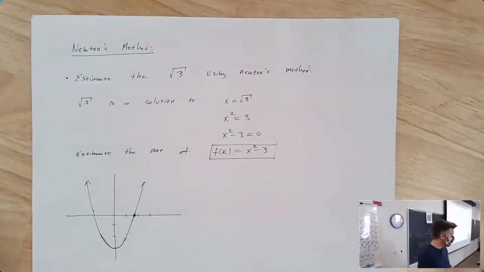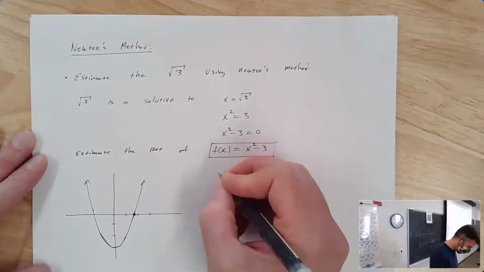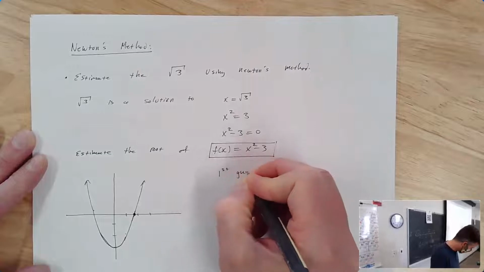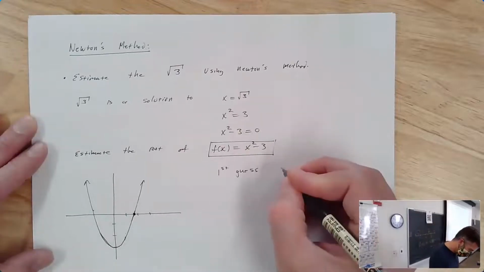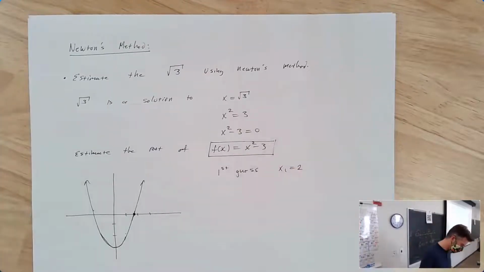And what we're going to do is we're going to start by guessing something that's close to it. I'm going to guess 2. So first guess, x1 equal to 2. Now, that's not going to be right. Newton's method is an iterative process, meaning we're going to make a guess, and then each subsequent guess is going to get closer to the actual value.